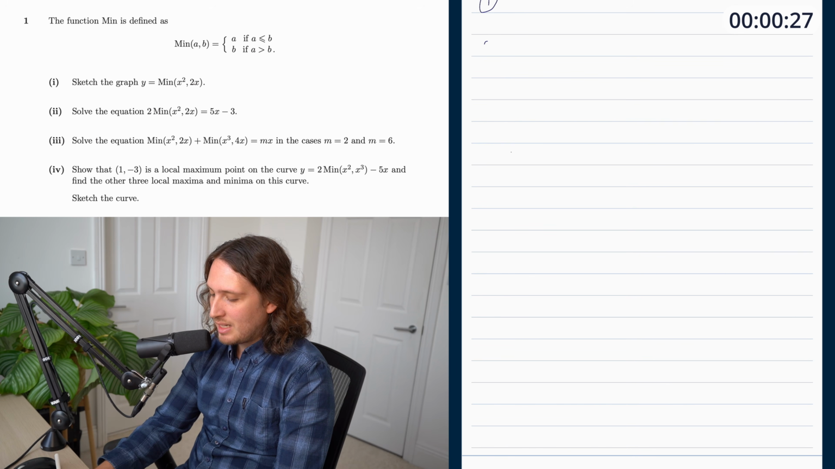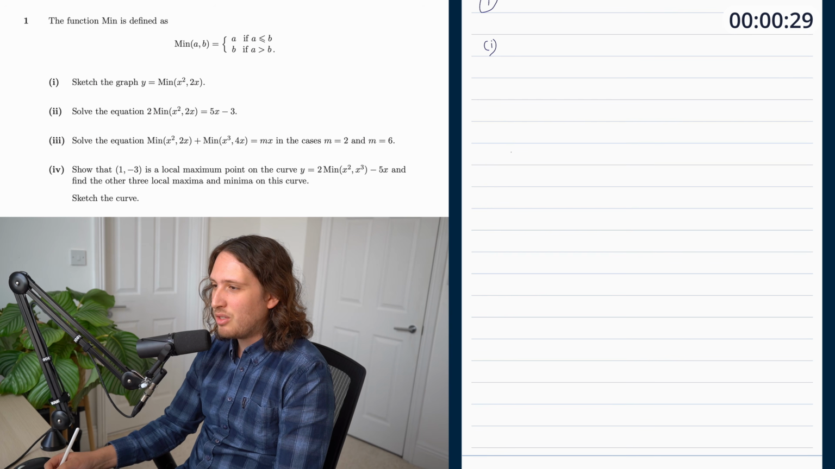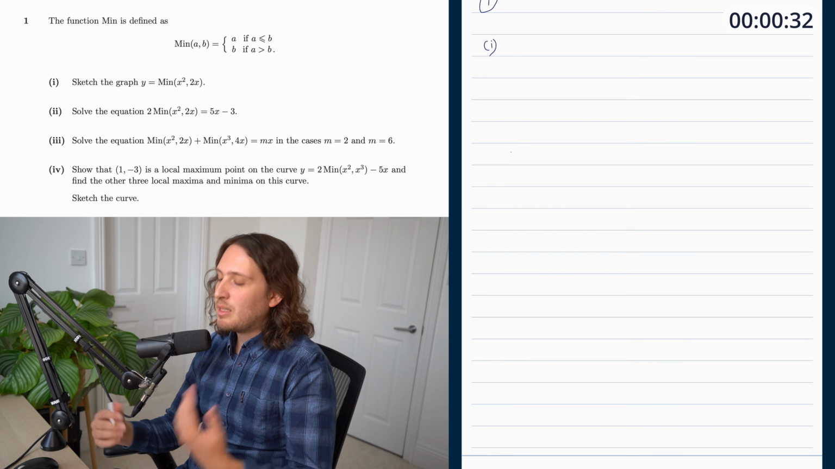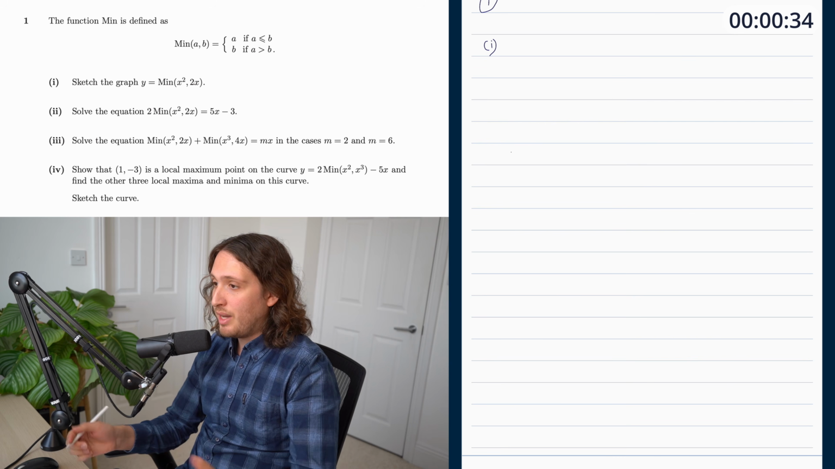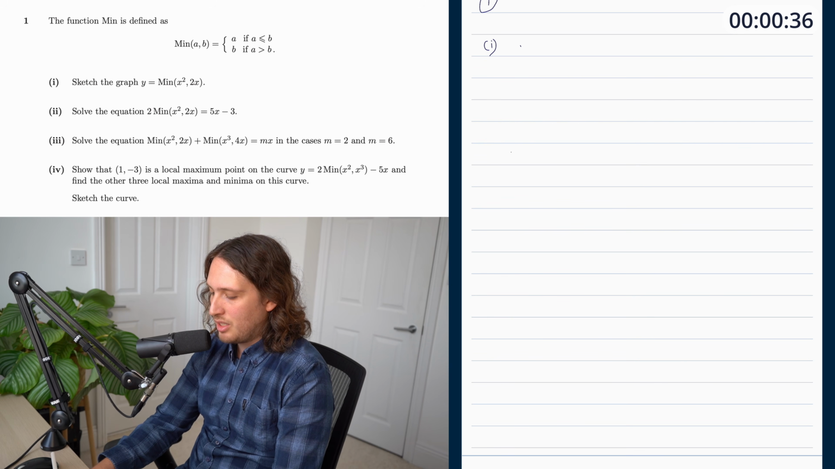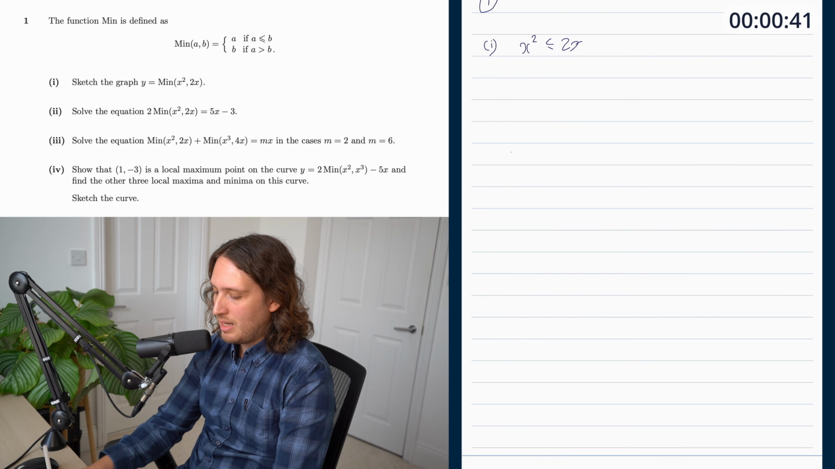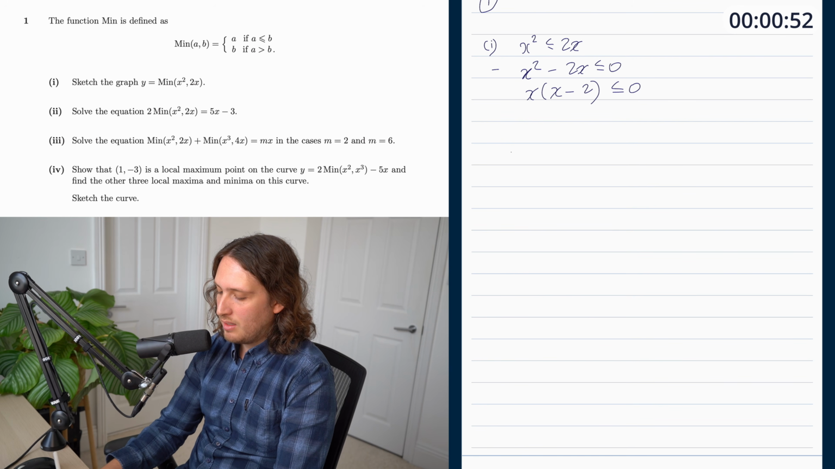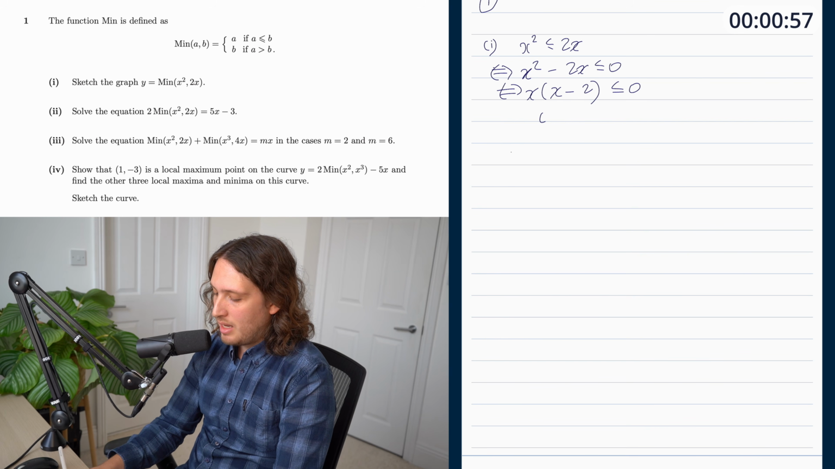So first of all, we need to sketch min(x squared, 2x). I might as well express it explicitly as a piecewise function first. So let's just solve the inequality. So x squared is less than or equal to 2x when x squared minus 2x is less than or equal to 0, when x(x minus 2) is less than or equal to 0. And that is true when x is between 0 and 2.